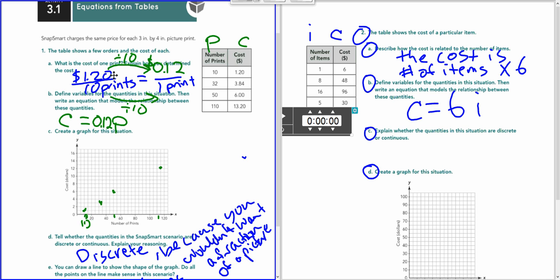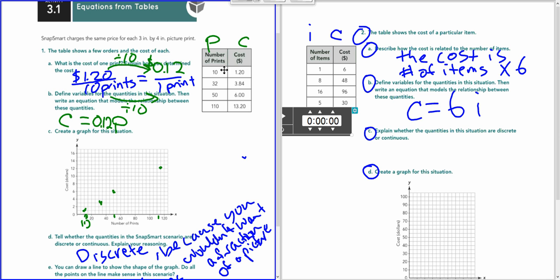So the basic idea here is it's kind of like scaling down, where we divide our $1.20 by 10 prints, and that will find what one print would cost. It would be 12 cents. And then we're going to use that for our equation here. We would define our variables. We're saying P represents the number of prints, and C represents the cost. And so our cost depends on our number of prints times 12 cents, so 0.12. So it would be C equals 0.12P.